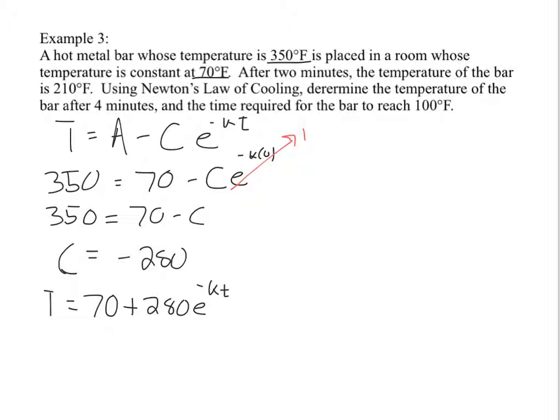Now the next thing to do is to take this next set of conditions. I know that after 2 minutes, so when time is 2, the temperature is 210. So now I know my temp is 210. That's still 70. Now it's plus 280 because I figured those values out. e to the negative k, and time is 2. And then we're going to now start solving for k. So minus 270 here.